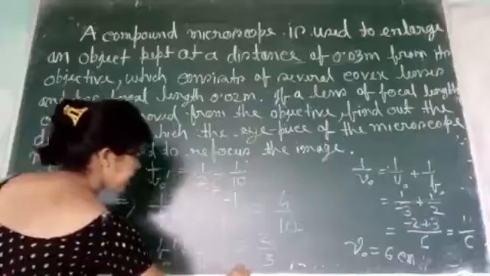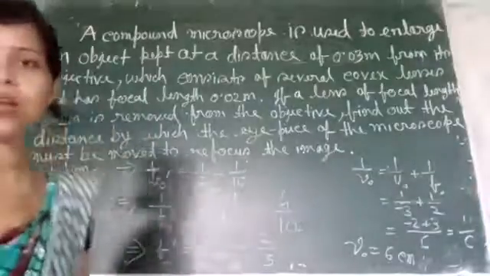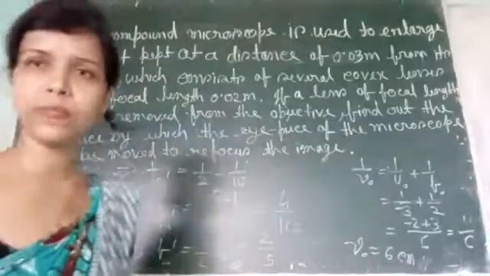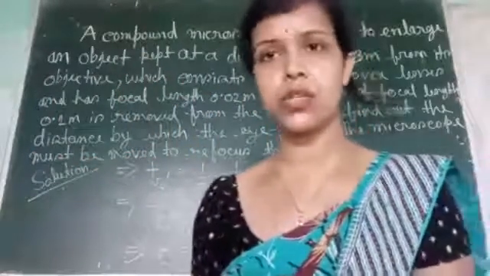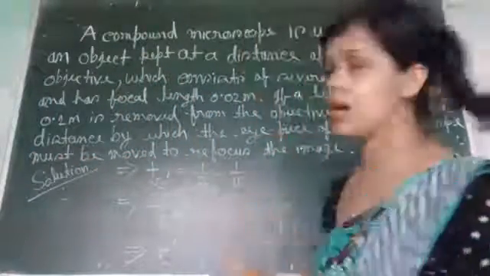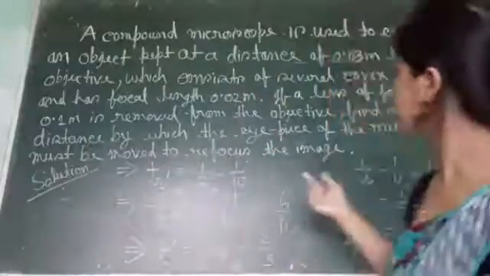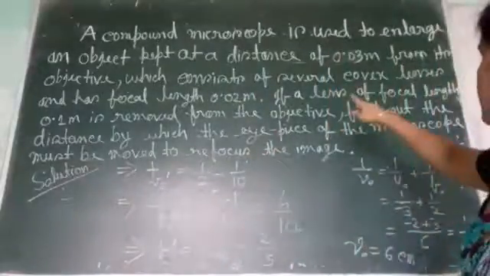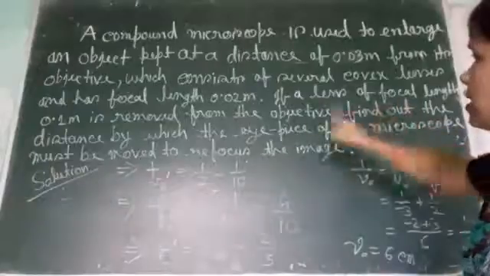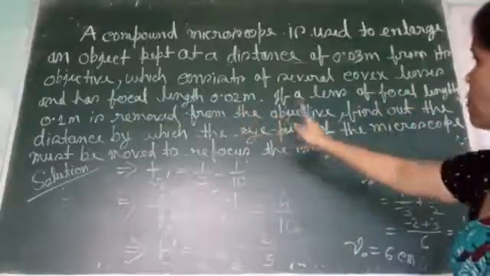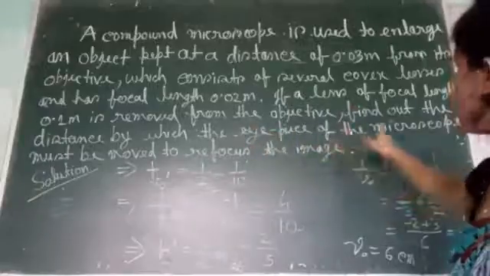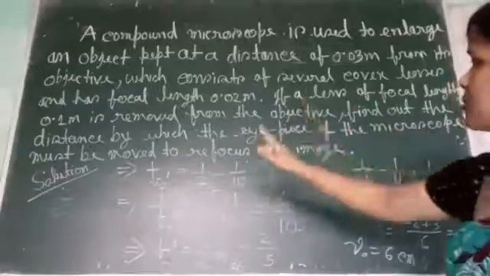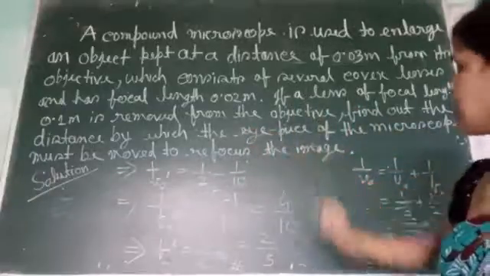This is the new focal length of the objective. But what is actually asked in this question? What do we have to find out? What result do we have to find out? Let me see: if a lens of focal length 0.1 meter is removed from the objective, find out the distance by which the eyepiece of the microscope must be moved to refocus the image.